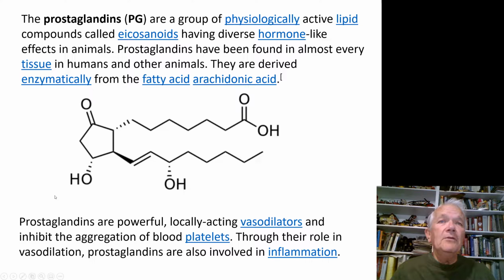So if you have an inflamed ankle and you take an aspirin to reduce the inflammation, what it's doing is attacking the enzyme which is responsible for converting arachidonic acid into the prostaglandin, which is involved in the inflammation. So you reduce the inflammation by reducing the formation of the prostaglandins. We'll get to that in a second, but first let's review some free radical things.